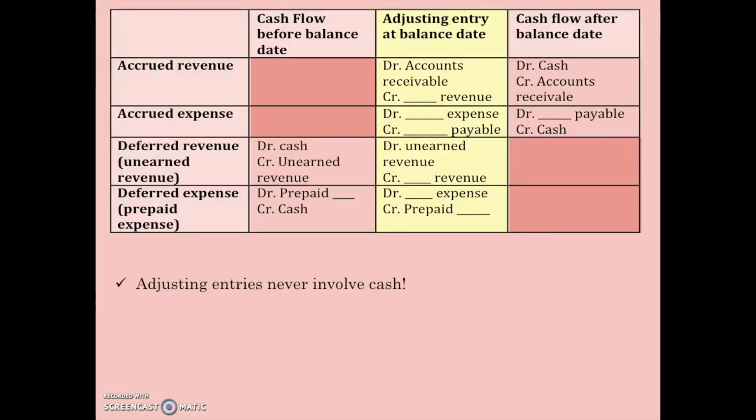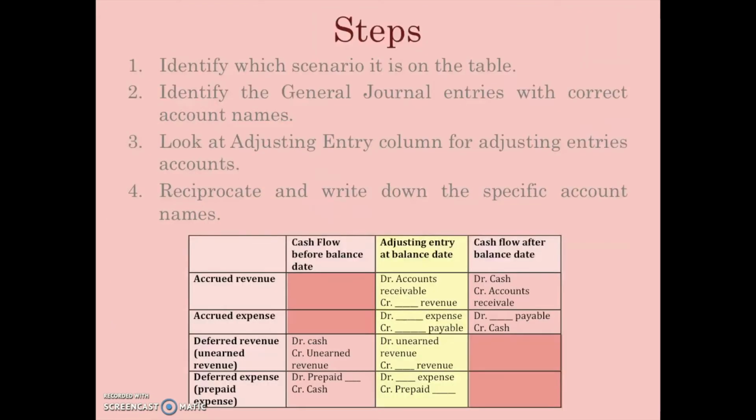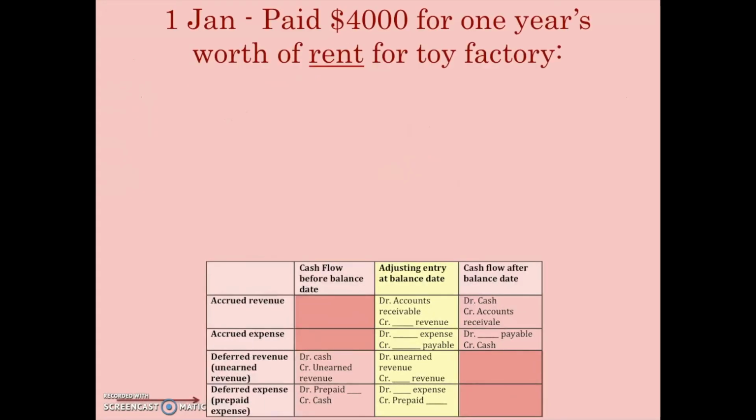So with this table, it is important to note that adjusting entries never involve cash, as depicted in the column, and we've got the lines for the account names in this table indicate that you must use the specific account names. So the steps include: first, you identify which scenario it is on the table, and secondly, you identify the general journal entries with the correct account names, and thirdly, you look at the adjusting entry column for adjusting entry accounts, and fourth, you just reciprocate and write down the specific account names.